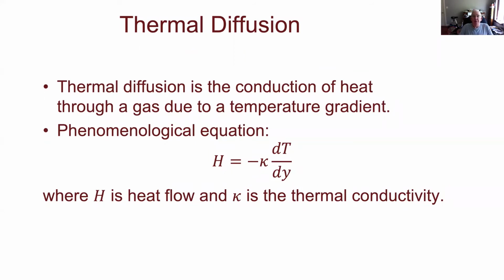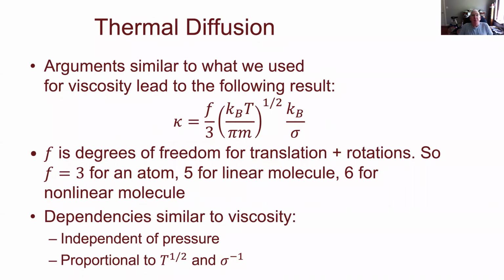The phenomenological equation, again, just says that H is the flow of heat, kappa is a thermal conductivity, and I can relate those two things by a temperature gradient, right? dT/dy here. So the viscosity is due to a gradient in flow speed, or in the momentum in the gas. This is due to a gradient in the temperature. And if we do the derivation, it's actually somewhat similar to what we talked about. It's actually a bit more complicated for this one. The result is as follows.